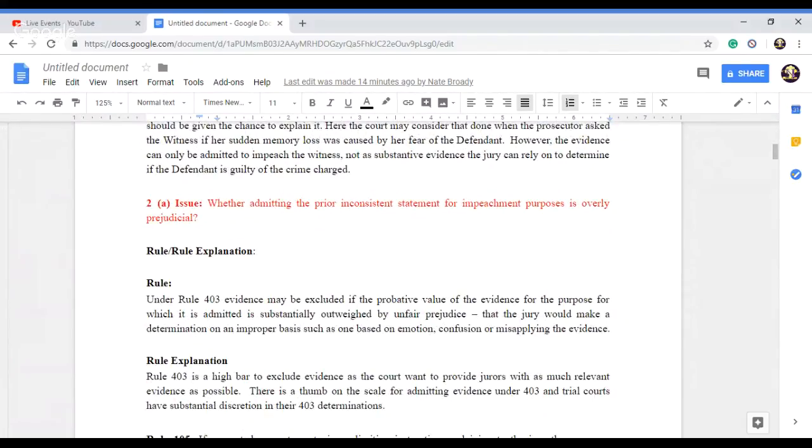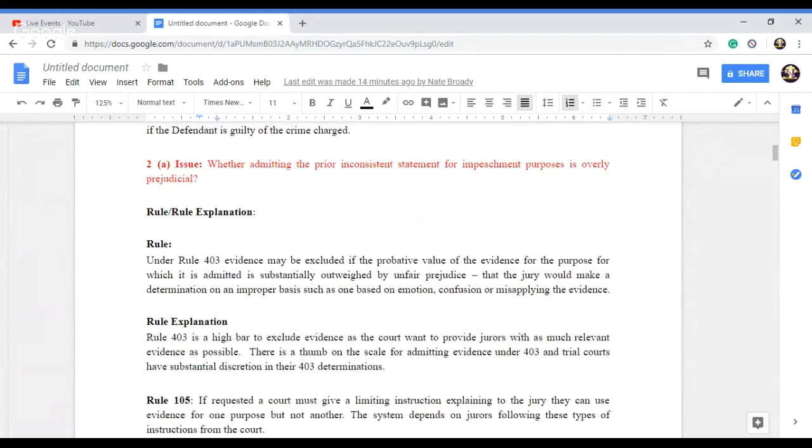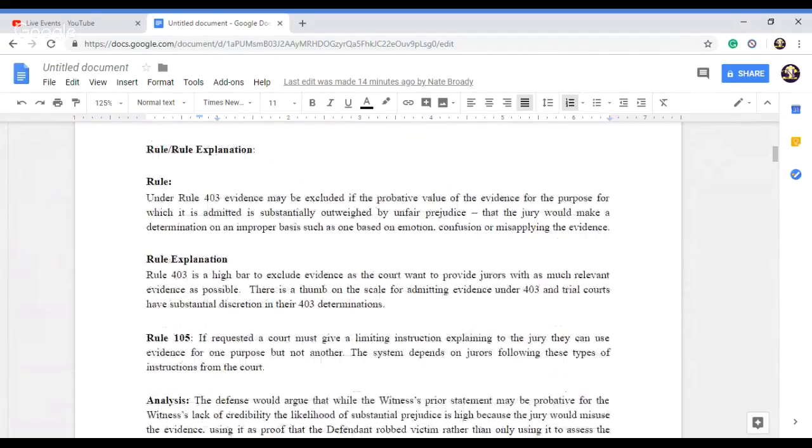So going on to the second piece of the issue, whether admitting the prior inconsistent statement for impeachment purposes is, well, again, we have the rule and rule explanation. So here's the rule. Under 403, evidence may be excluded if the probative value of the evidence. So this is the rule for 403 laid out. And now the rule explanation for 403.